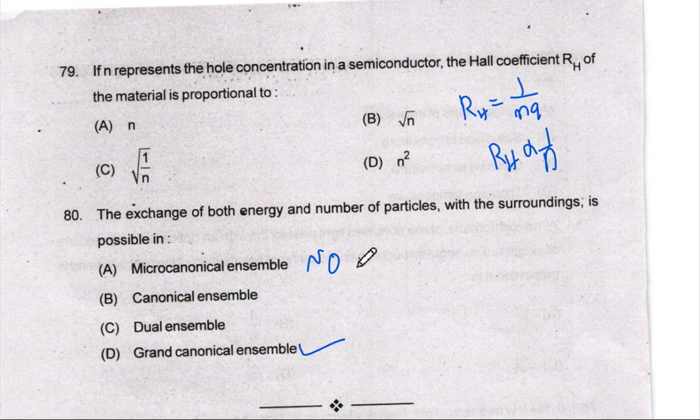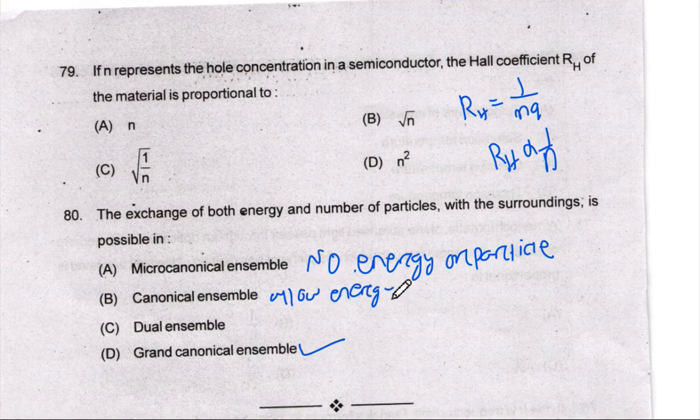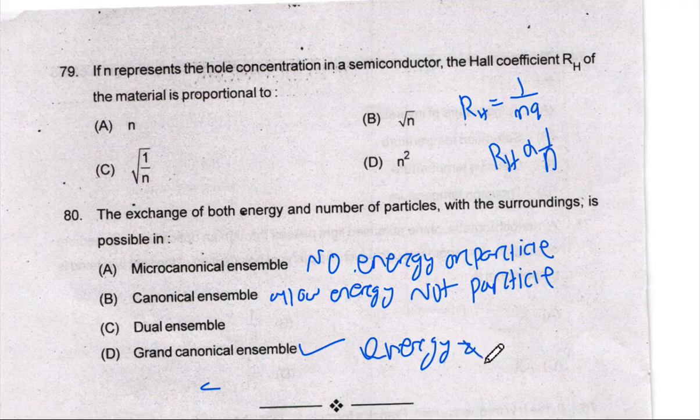That is, no energy or particle is allowed to exchange. But in canonical ensembles, they allow only energy, but not particles. But in grand canonical ensembles, they allow both energy and particles.